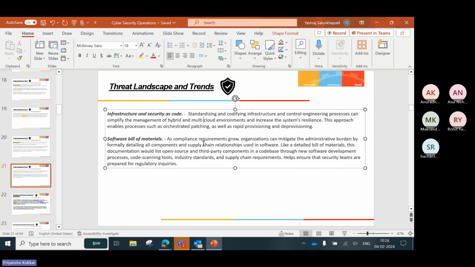Okay. Software bill of materials. As compliance requirements grow, organizations can mitigate administrative burden by formally detailing all components and supply chain relationships used in software, like a detailed bill of materials. This documentation would list open source and third-party components in the code database through new software development process, scanning tools, industry standards, and supply chain requirements. Helps to ensure that security teams are prepared for regulatory inquiries. It is more like having a database and used for compliance.